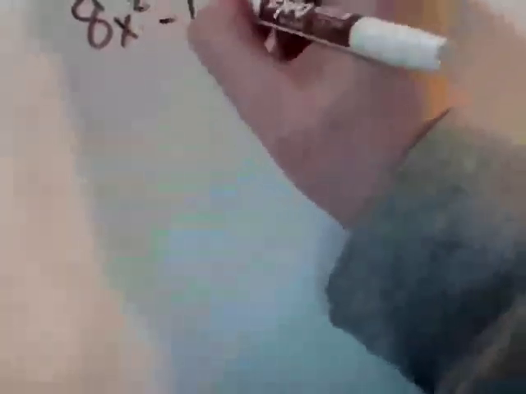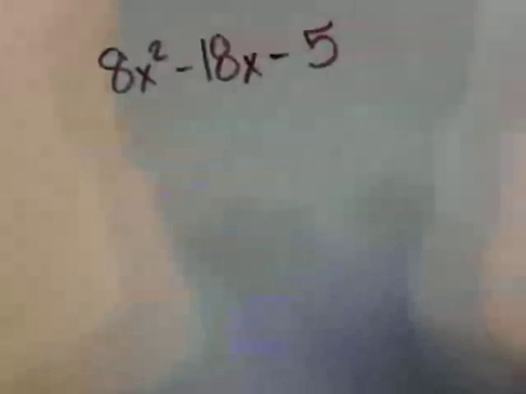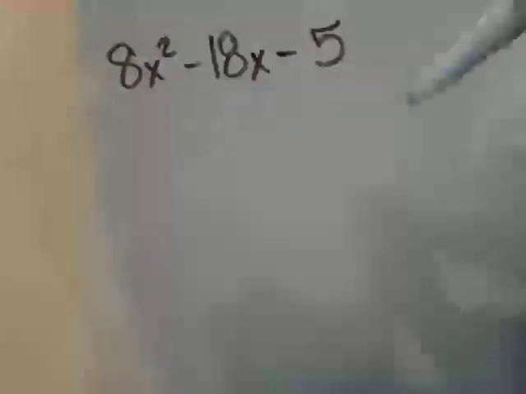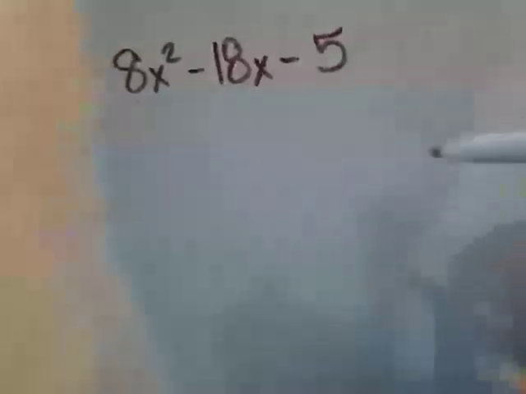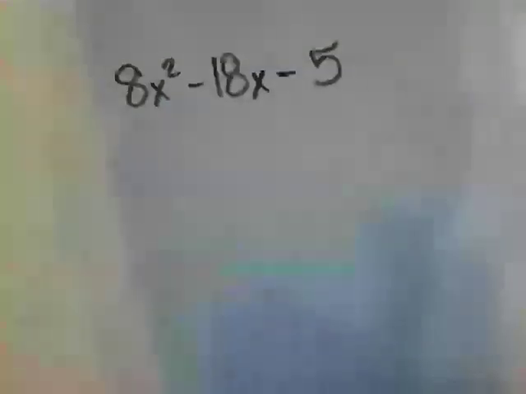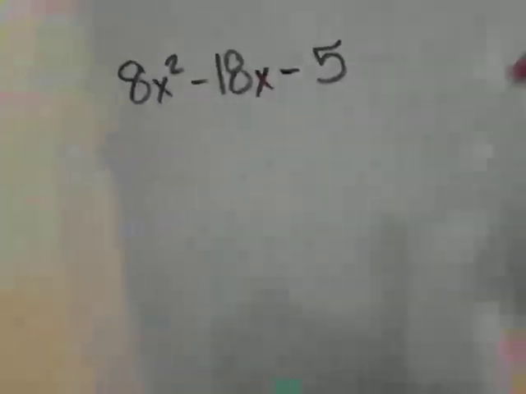So the first example that I want to look at with you guys is 8x squared minus 18x minus 5. With this quadratic expression, we can see there's a leading coefficient of 8, but unfortunately we can't just factor out the 8 because 18 is not divisible by 8 and 5 is definitely not divisible by 8, so we're not going to be able to just factor it out on this one.